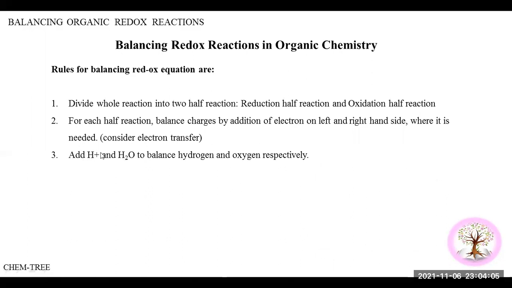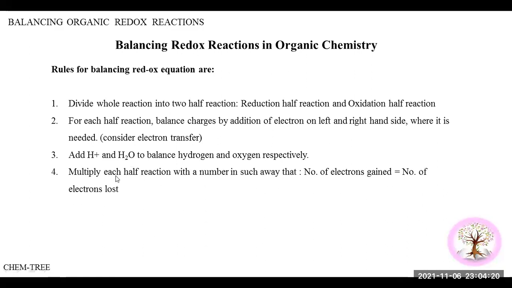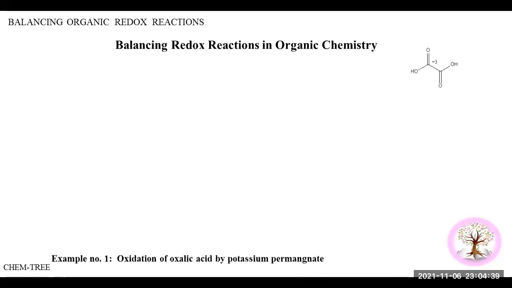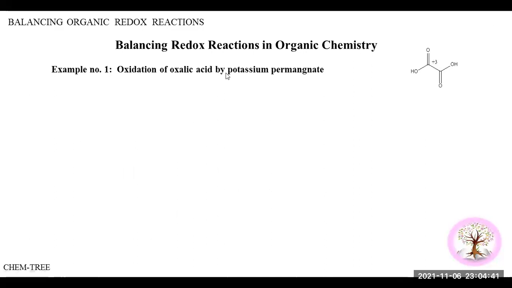You can balance hydrogen by adding H plus ions, and you can balance oxygen by addition of water molecules on the other side of the equation. And you can multiply each half reaction with a number in such a way that the number of electrons gained will be equal to the number of electrons lost. So you have to combine both half reactions, and then the net reaction will be the balanced redox reaction.